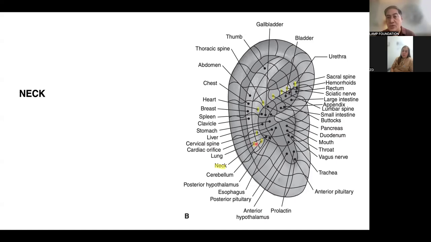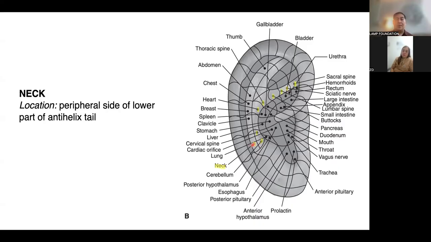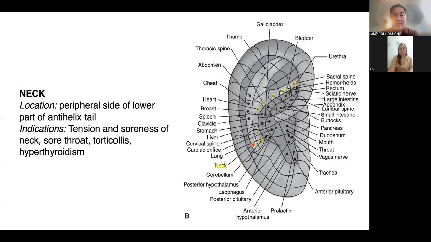Okay? Usually, I would try to also press this area. No? Yan. But you have to look for the most painful, most tender point. Okay, so location: peripheral of the lower part of the antihelix tail. So this is good for tension and soreness of the neck. It's also good for sore throat, torticollis, and hyperthyroidism.